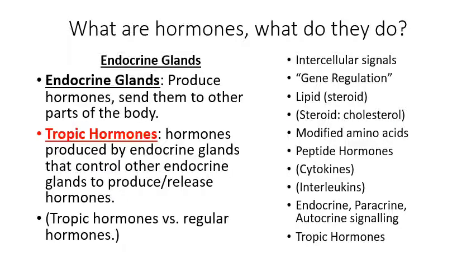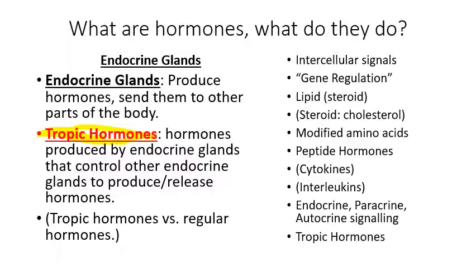All right, endocrine glands produce hormones and send them to other parts of the body. Now we have to make a distinction between two major types of hormones based on their function. We've already distinguished between types of hormones that are made out of lipids versus proteins or amino acids. Now let's distinguish between two types of hormones based on what they do. A tropic hormone, very important word. A tropic hormone is a hormone that is produced by an endocrine organ, and its function is to stimulate another endocrine organ to produce other hormones.